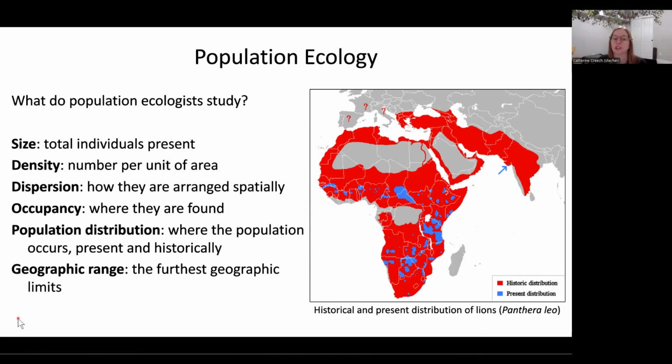And we also look at geographic range. So this map is showing you geographic range too. What can we infer from this? We can infer that lions were found in a lot wider area historically than they are currently. What are the reasons why? Well, we could speculate, but until we start collecting data and figuring out what's going on, we won't fully know.